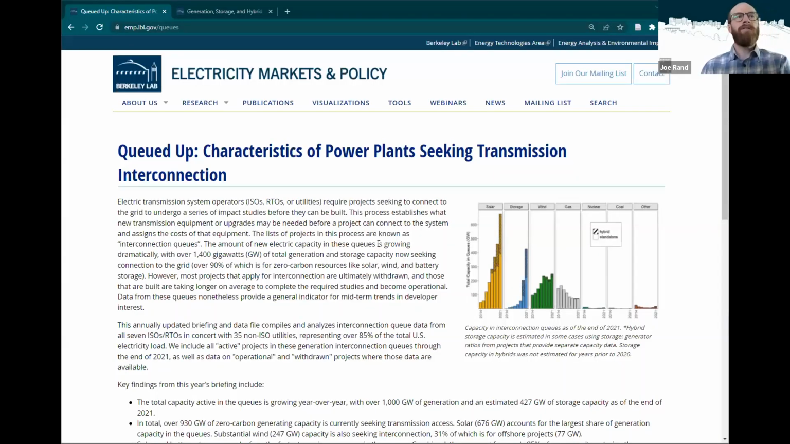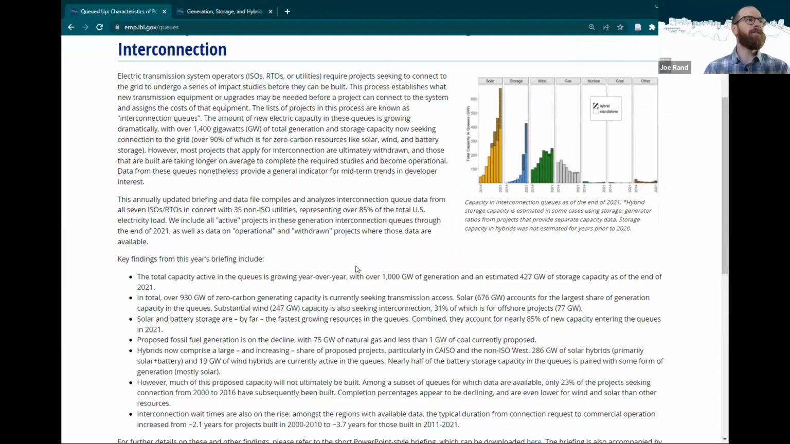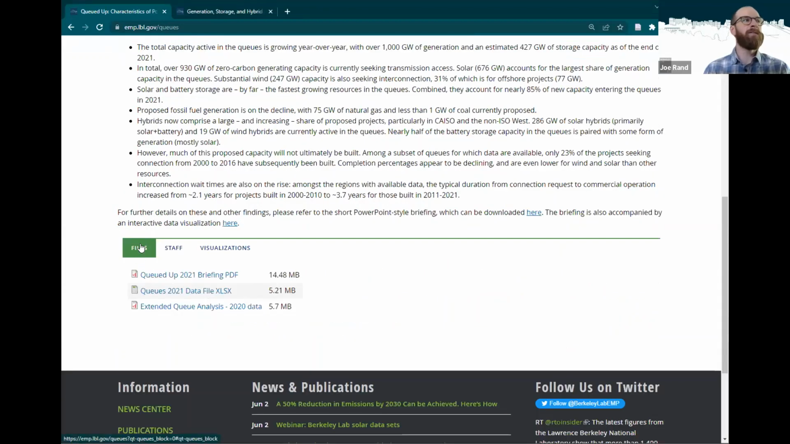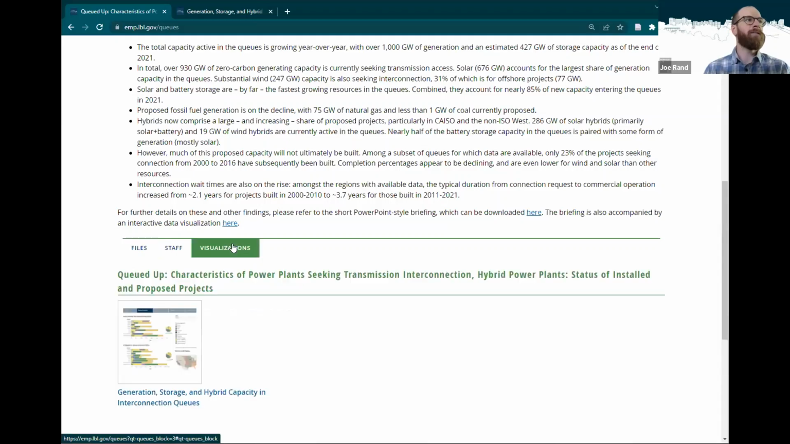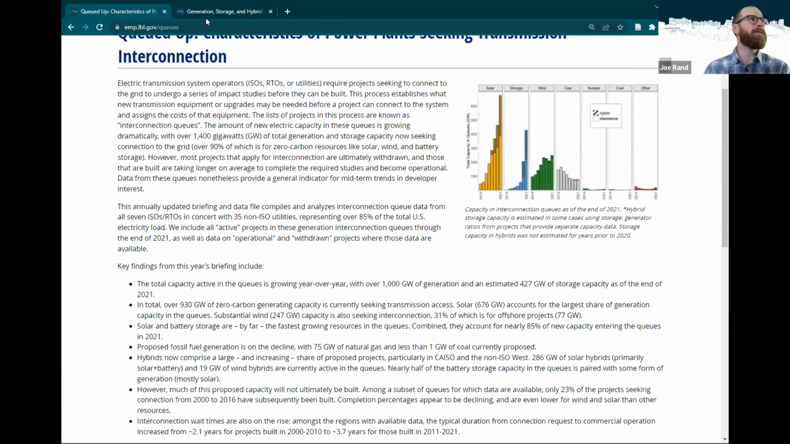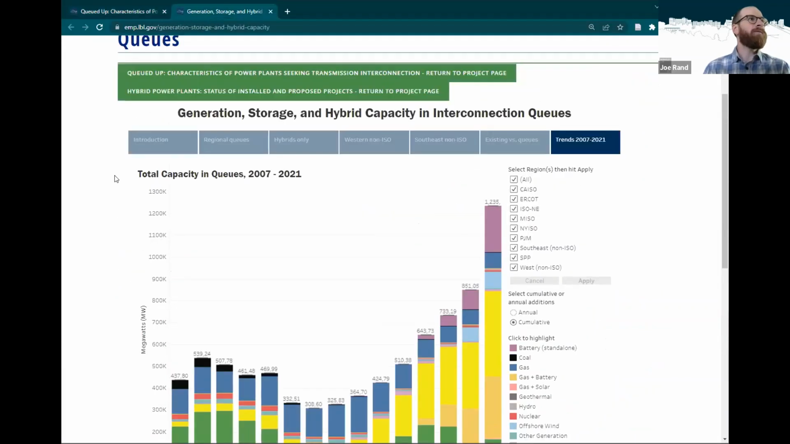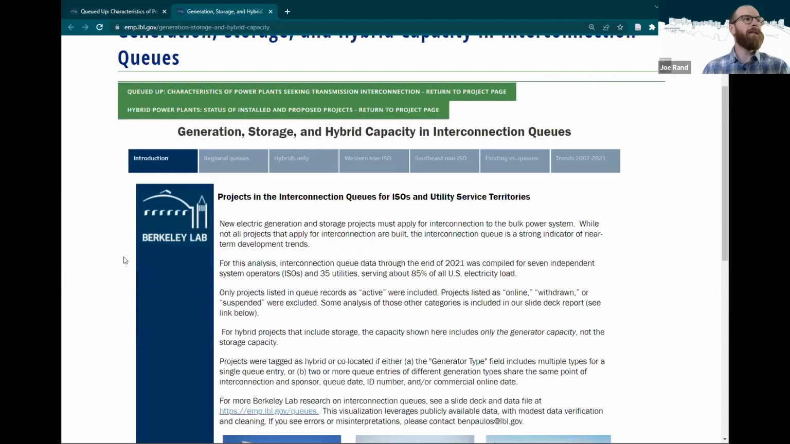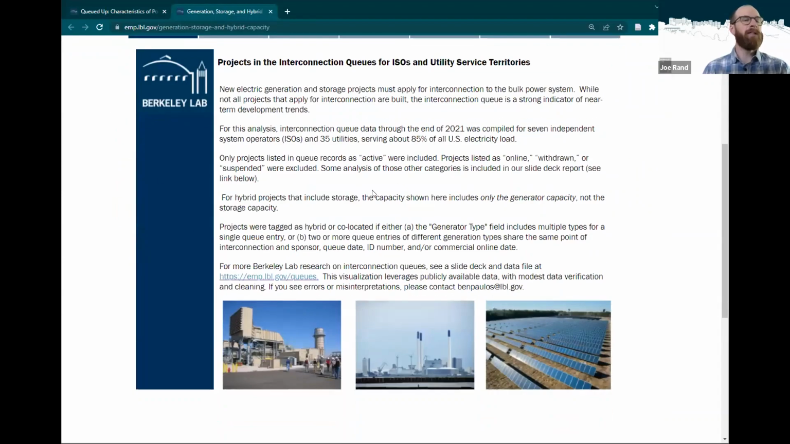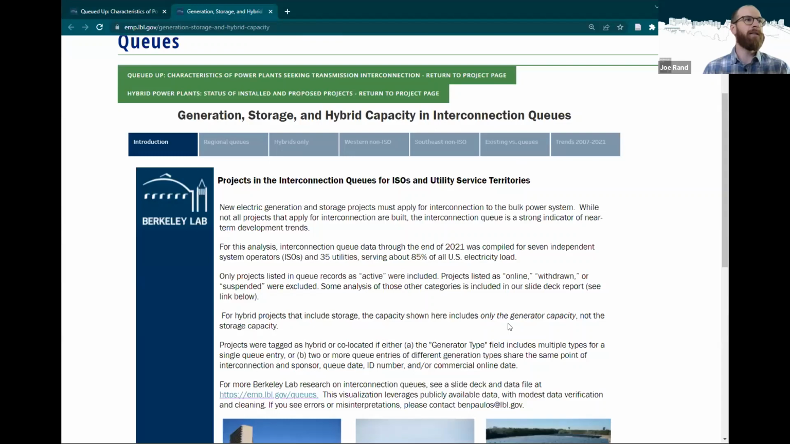So what I'm sharing here is just the landing page to the interconnection queue data and report that we have. If you scroll to the bottom, just like on the other ones, you're going to see a tab that says Files, and also another tab for visualizations. So you could click there to see these data visualizations that we've produced. As you get into the data visualization page, you're going to see an introduction page that gives a little bit of background about the data and how they're collected. And I'll just highlight a couple of these tabs that you see across the top, but these are all different ways to visualize and explore the data.